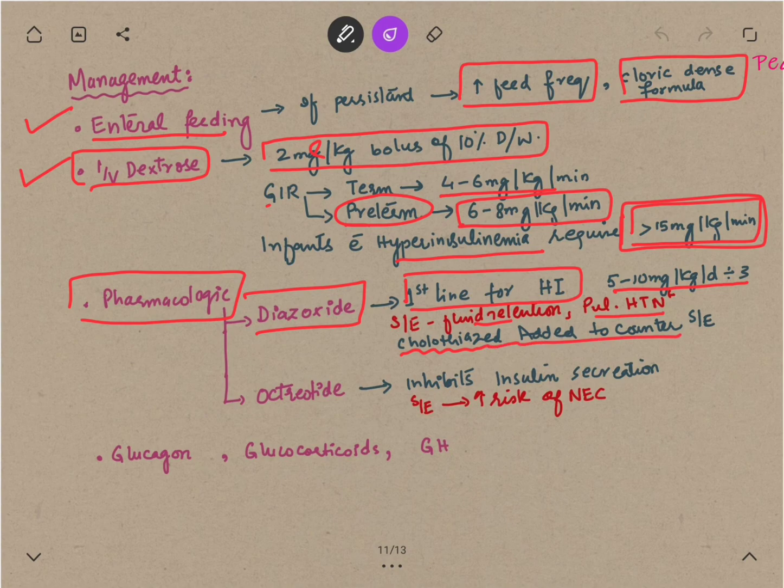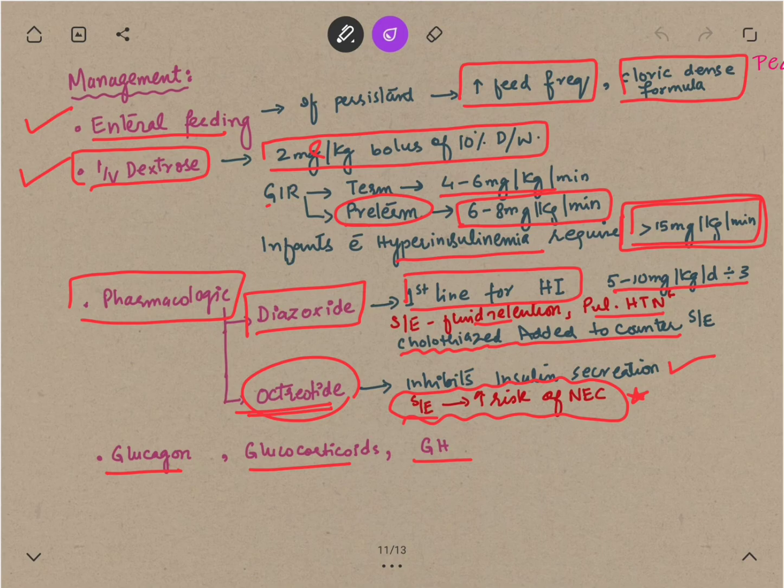Now, if the hypoglycemia is still persistent despite using diazoxide, we use another drug, octreotide. This is a calcium channel inhibitor, and it inhibits the release of insulin. However, this drug places the child at risk of necrotizing enterocolitis. Apart from these, we have glucagon, glucocorticoid, and growth hormone according to the specific cause.